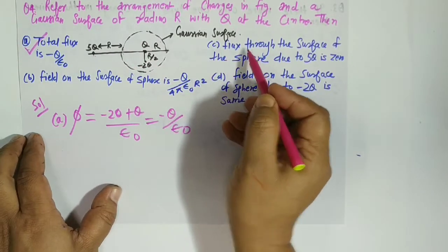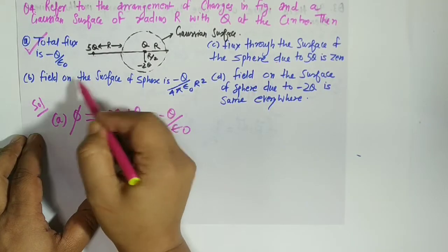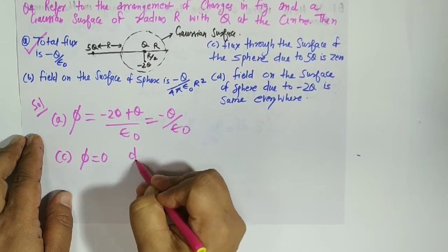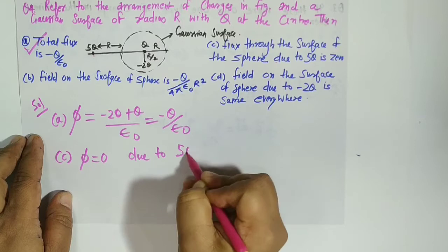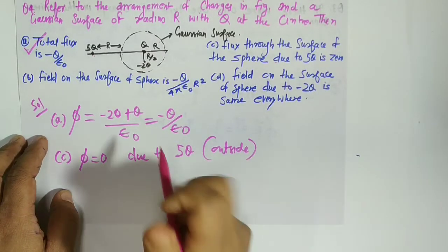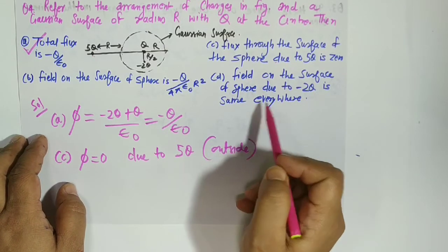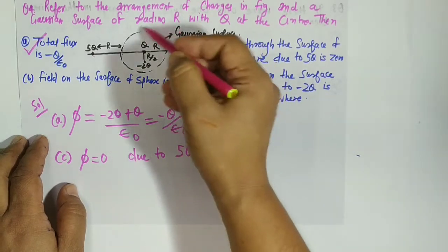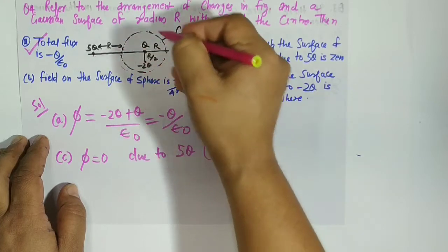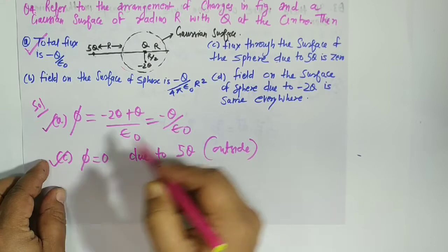Then come to the C. Flux through the surface of the sphere due to 5Q is 0. Yes, because it is outside. So C option is also right. Flux will be 0 due to 5Q, because it is outside the surface. So this is also correct. Now D is field on the surface of a sphere due to minus 2Q is same everywhere. From the minus 2Q, the distance is not same on the surface. So it is also not correct. So A and C are the right options.